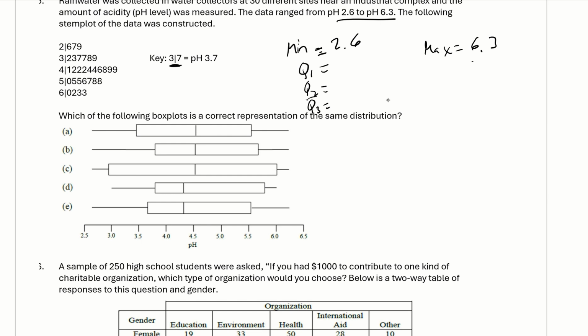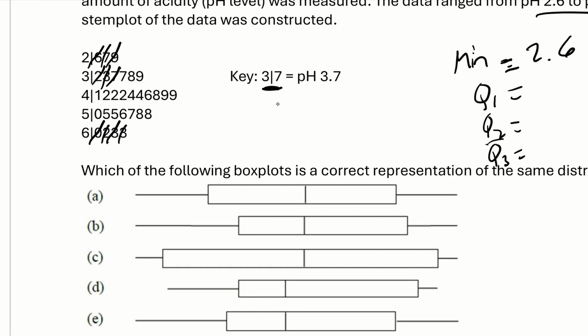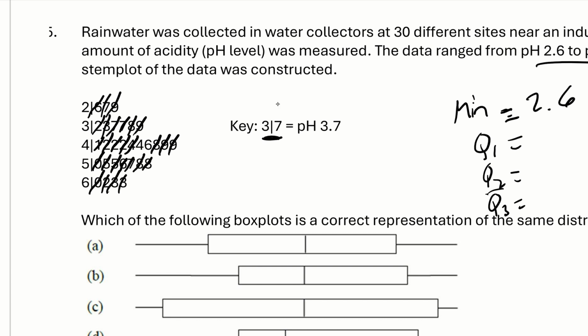So the median is the second quartile. Where's the middle of the data? If we look at the middle, let's cross these out, one from each end, and just work our way towards the middle. Almost there. Okay, so here we have two middle numbers of 4.4 and 4.6.